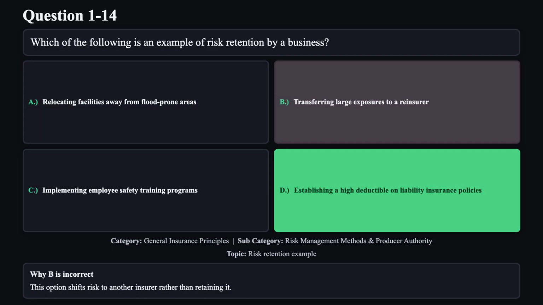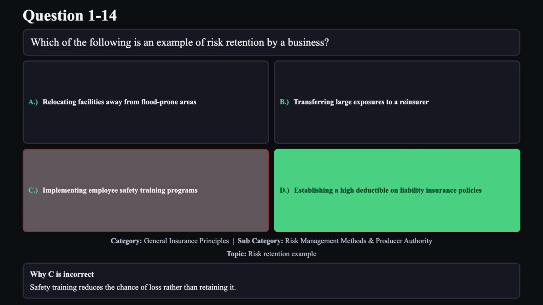Reason B is not correct. This option shifts risk to another insurer rather than retaining it. Reason C is not correct. Safety training reduces the chance of loss rather than retaining it.